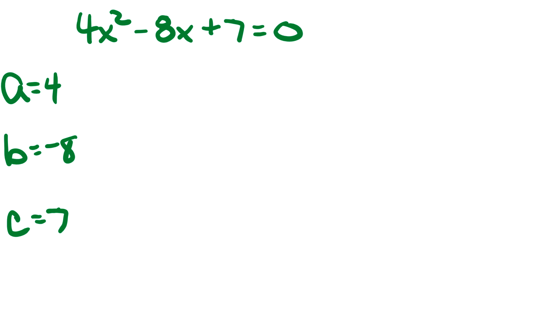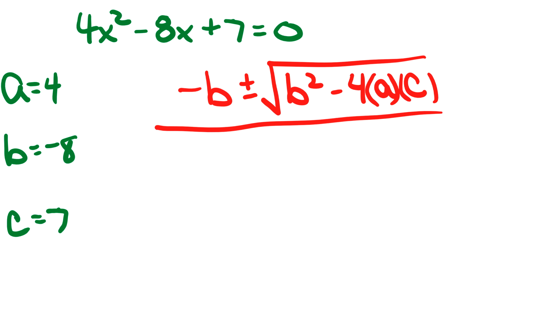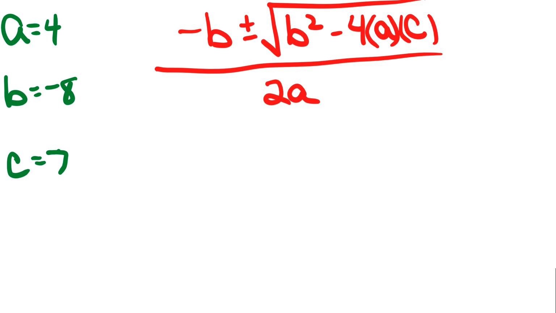All plugged into -b plus or minus the square root of b squared minus 4 times a times c. Well, if you keep doing it this way by writing this formula down, you will certainly have it memorized. Remember, this is all over 2a. Okay, if we do this for every problem, then after a while you'll know it off the top of your head. Okay, and let's plug in now.